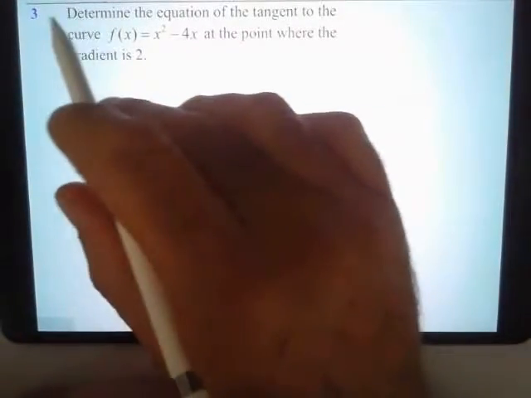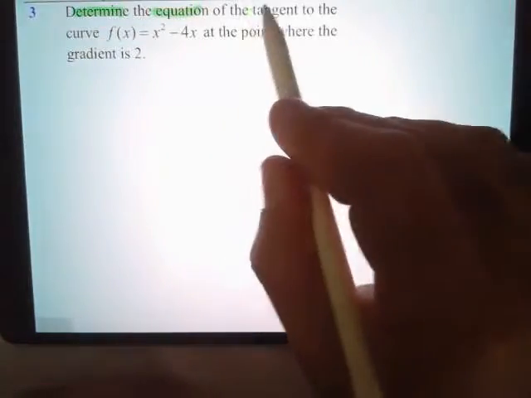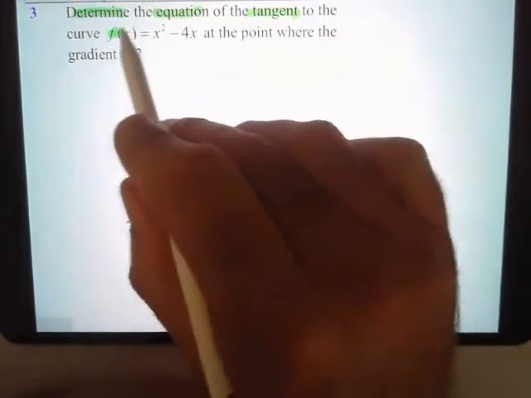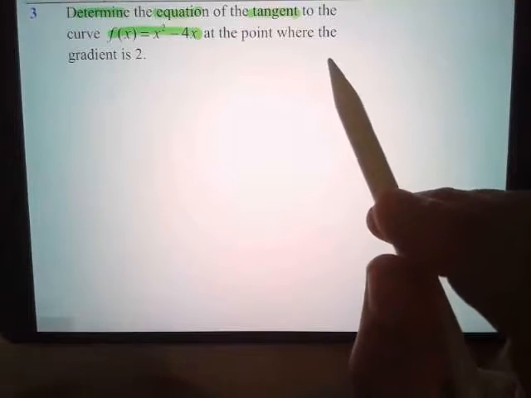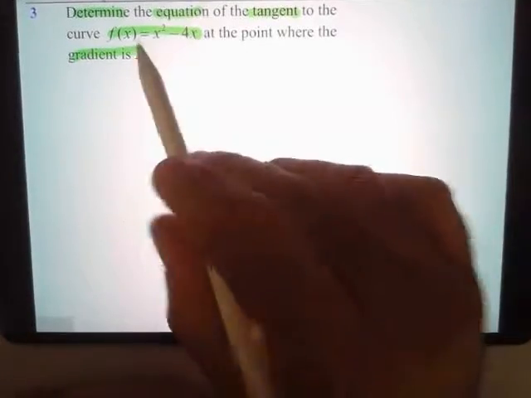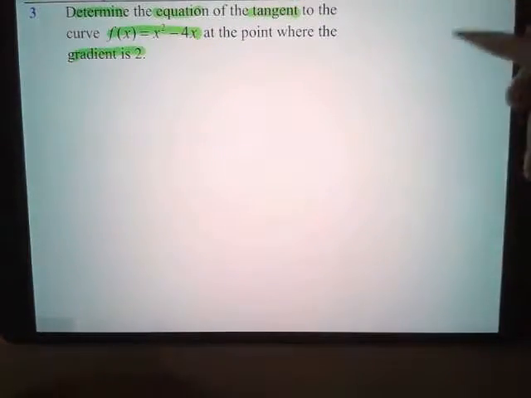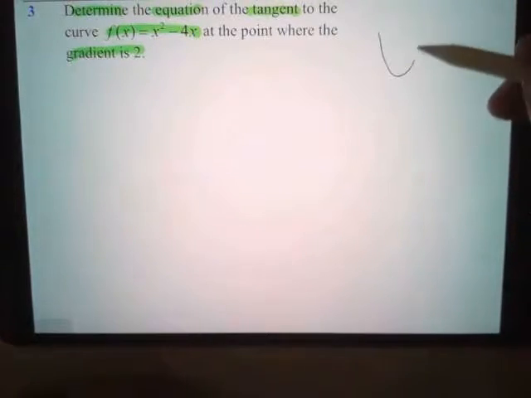Question 3. Determine the equation of the tangent to the curve f(x) = x squared minus 4x at the point where the gradient is 2. Now I'm not going to draw it to scale, but all it means is this is a parabola. A parabola looks like this, and what they say is where the gradient is 2.